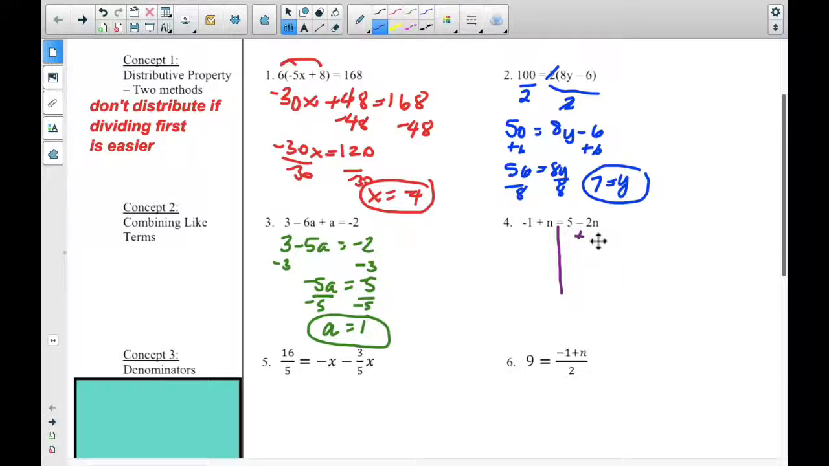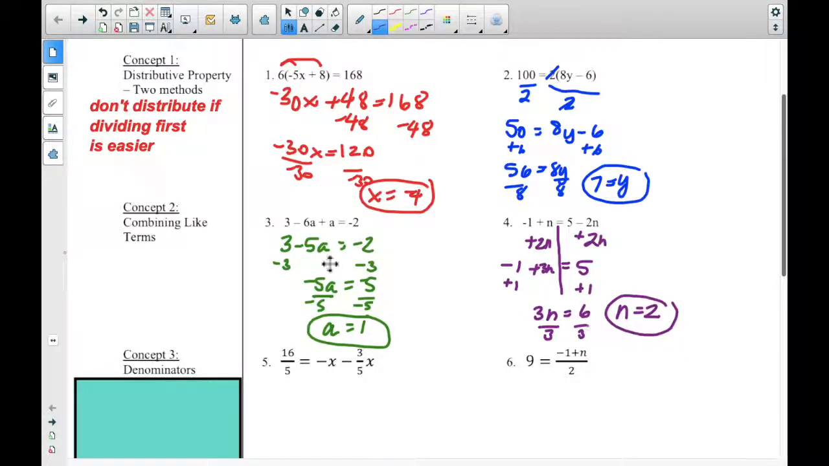And like I said a second ago, I like to have my variables on the left, so I'm going to add a 2n to both sides. So I add my 2n, that gives me negative 1 plus 3n is equal to 5. I need to move that negative 1, so I'm going to add 1 to the other side, and I get 3n equals 6. And of course, at the very end, I'm going to divide by 3, and I get 2. Of course, you want to check your answer, plug it in, make sure it works.